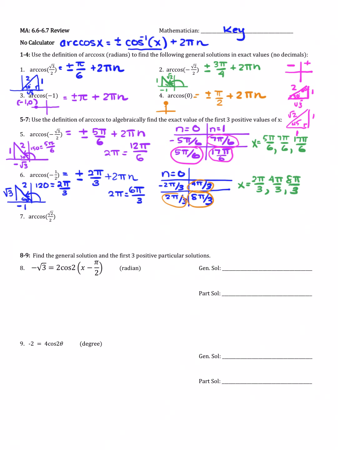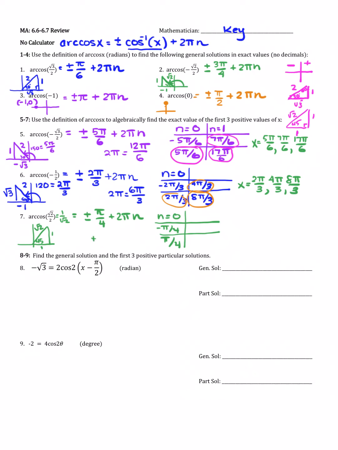And then the last one we have is positive rad 2 over 2, which is a 45-degree reference, because that's your rationalized version of 1 over rad 2. So the general would be plus or minus pi over 4 plus 2 pi n, and then finding the first positive. So I have negative pi over 4, positive pi over 4.